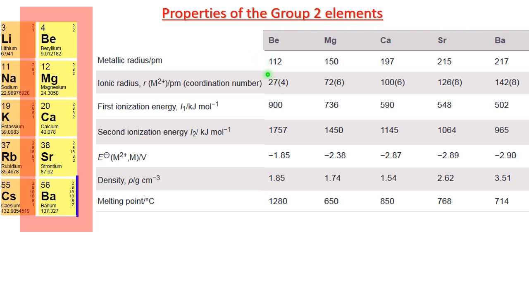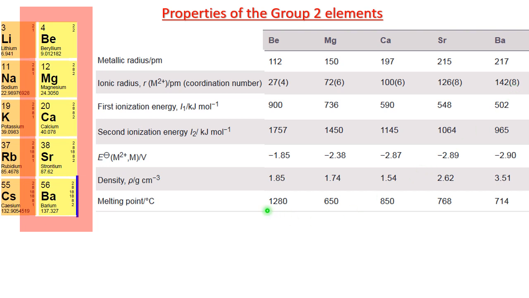Size of these ions is very different. Beryllium ion is fantastically small, so small it can have only 4 other atoms around it. Magnesium is much larger, approximately the size of lithium, and calcium, strontium, and barium are all much larger.